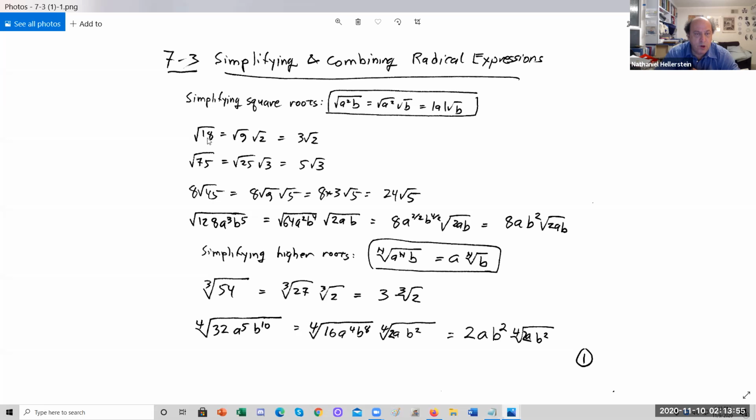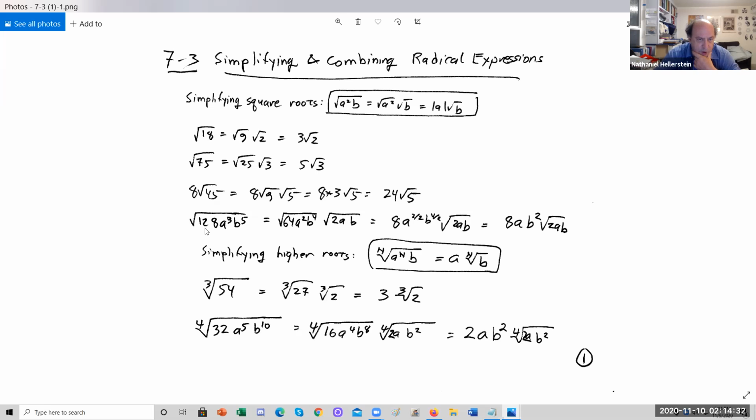So for example, root 18. The largest square factor of 18 is 9, so that's root 9, root 2. Root 9 is 3, so we get 3 root 2. Here's root 75. The largest square factor of 75 is 25. That's 25 times 3. Root 25 is 5, so you get 5 root 3. Here's 8 root 45. The largest square factor of 45 is 9, so 8 root 9 root 5. Root 9 is 3, so 8 times 3 root 5. 8 times 3 is 24, so 24 root 5.